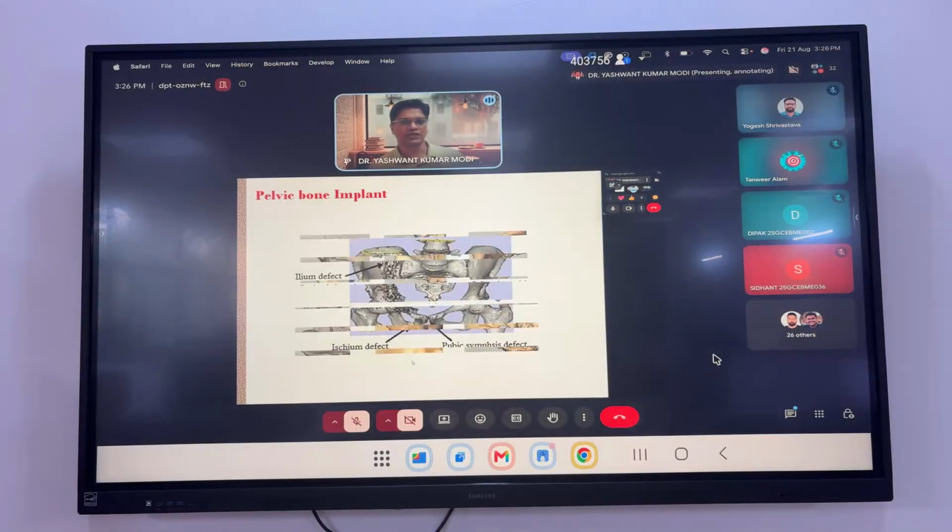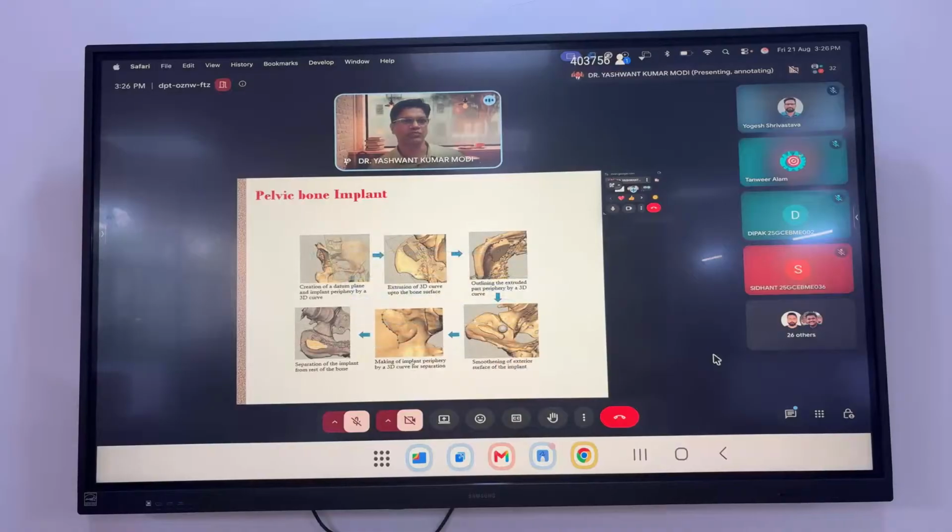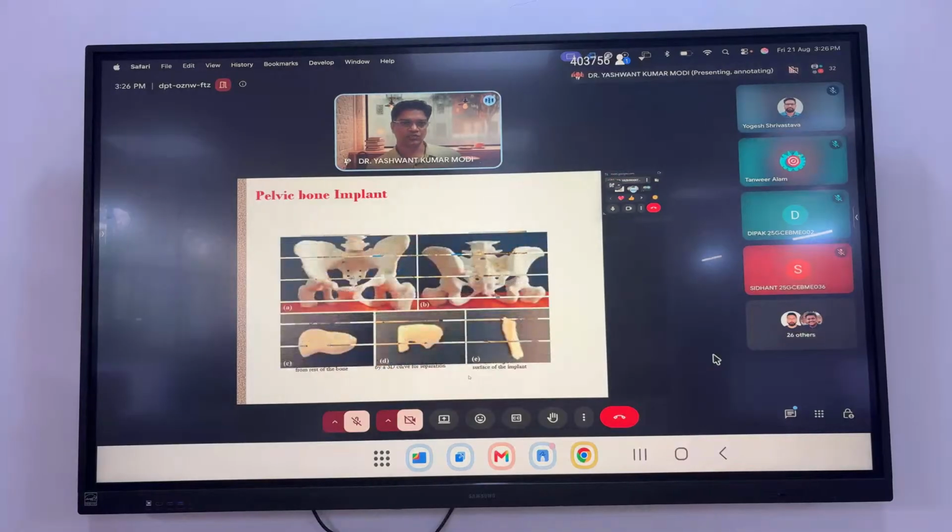Then we also printed one pelvic bone implant using some software. Geomagic software was there, SolidWorks was there. So in this way, we printed this model of this pelvic bone.